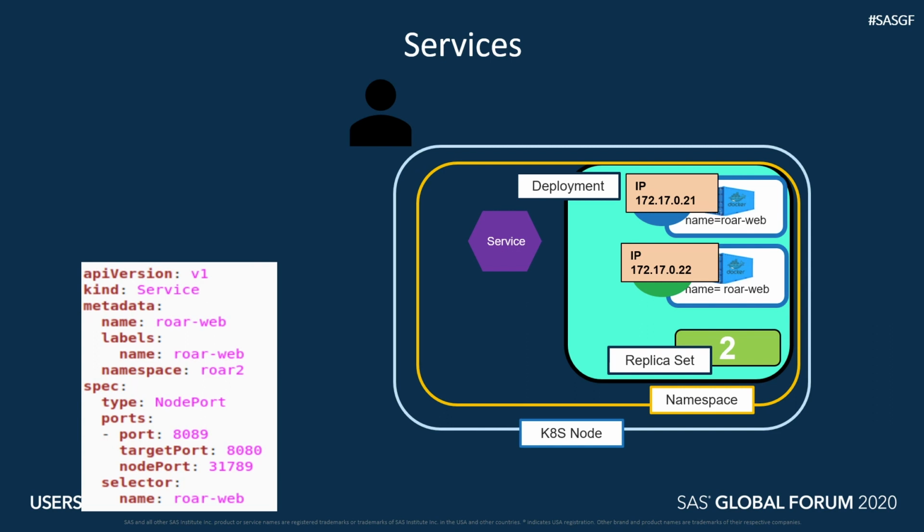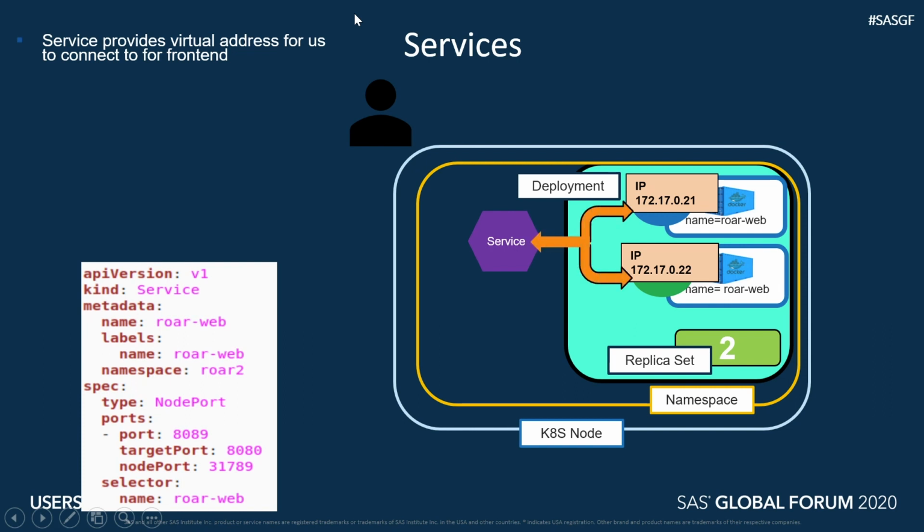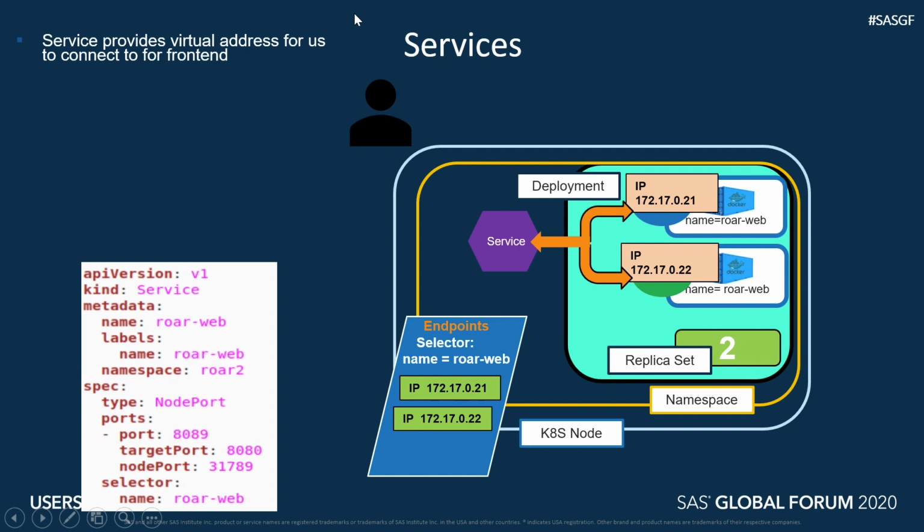I also have the port and target port as well, which refer to the port in the service I'm talking to and the port in the container that I'm talking to. So notice also here that I have a selector for web. So the service provides a virtual address to connect to, and then on the back end you can choose which one to talk to.